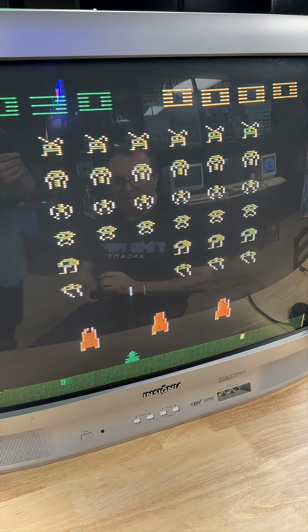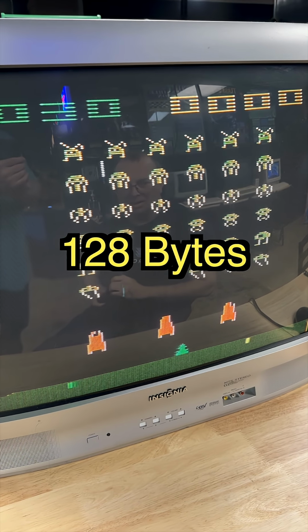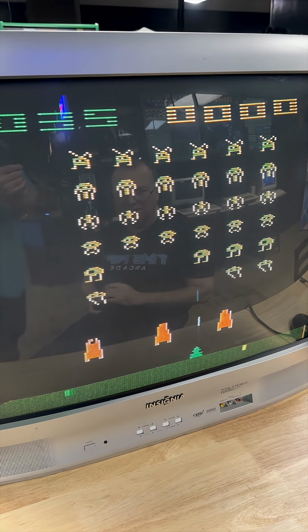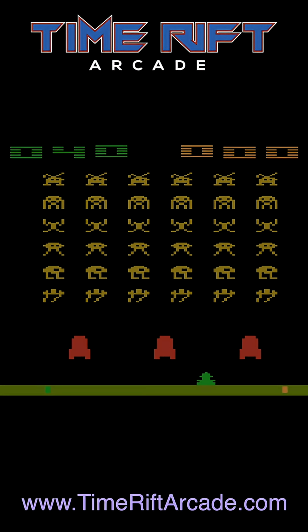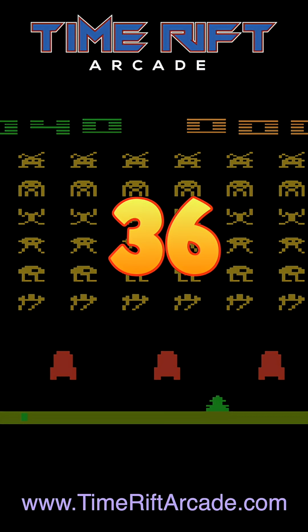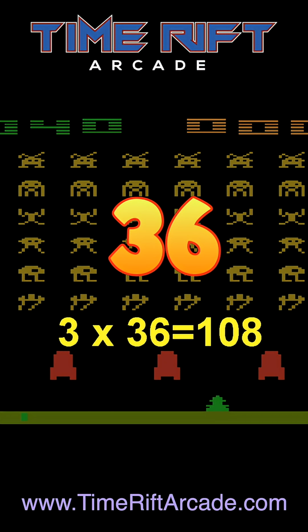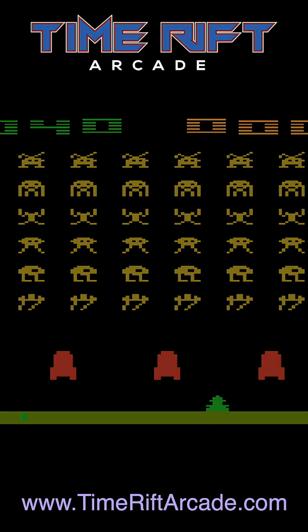But the Atari 2600 only had 128 bytes of RAM total, so how would you even begin to do a game like Space Invaders? Well, for starters, they reduced the number of aliens down to 36. But that would still work out to 108 bytes, which wouldn't allow enough RAM for the rest of the game variables. But would you believe it is possible to store it all in just 7 bytes?